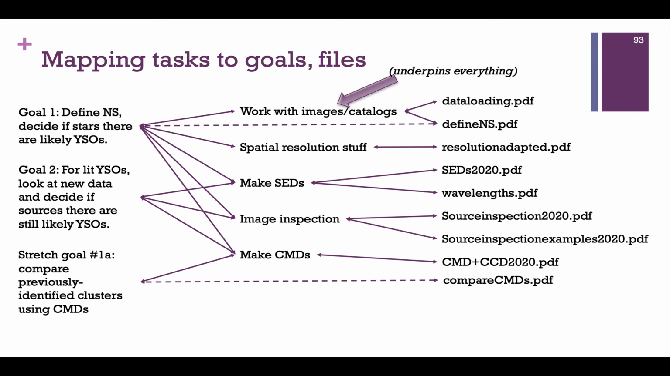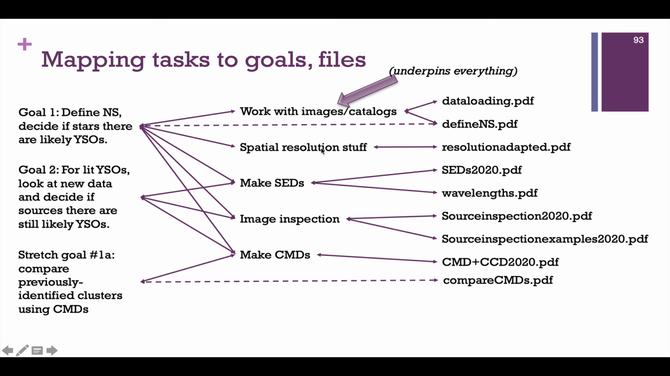So I'm trying to map our goals with the tasks that I just described and the actual files that you can find on the Box drive. Working with images and catalogs is sort of ubiquitous. It's going to underpin everything else that we do. Our main goal, number one, is we need to define the nebular stream and decide if the stars that are encompassed by that definition are likely to be young stars. In order to do that, you're going to need to know how to work with images and catalogs.